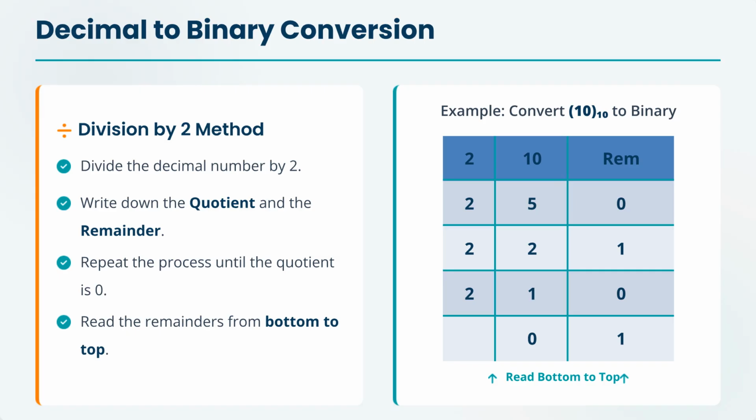Decimal to binary conversion is often done using the division by 2 method. You continuously divide the decimal number by 2, recording the quotient and remainder. Repeat until the quotient is 0. The binary number is then read by collecting the remainders from bottom to top.